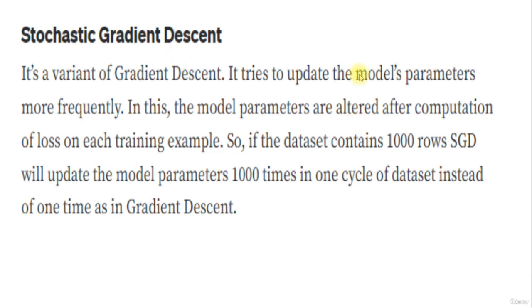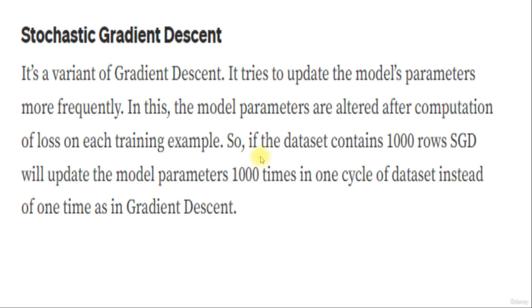Next we have stochastic gradient descent. It's a variant of gradient descent. It just tries to update the model's parameters more frequently. Basically in this model, parameters are altered after computation of loss on each training sample. So if the dataset contains 1000 rows, SGD will update the model parameters 1000 times in one cycle of the dataset.